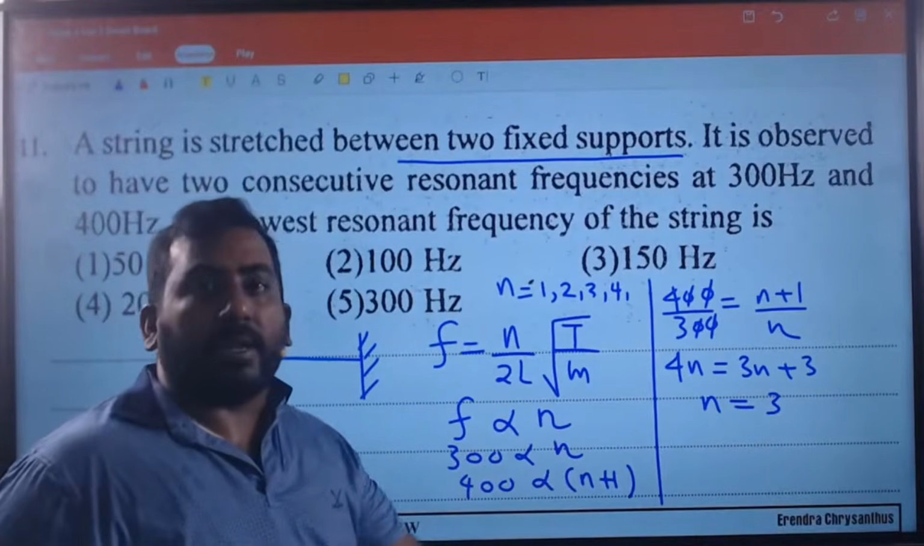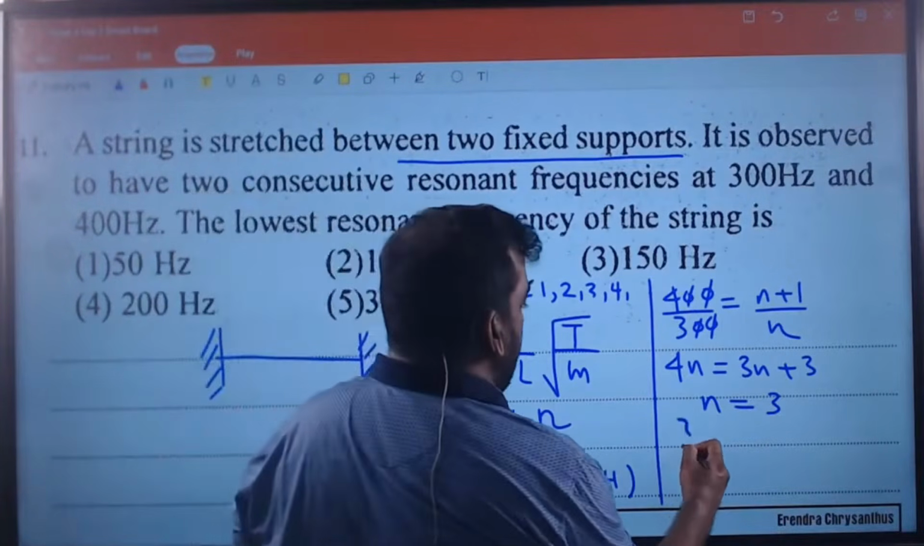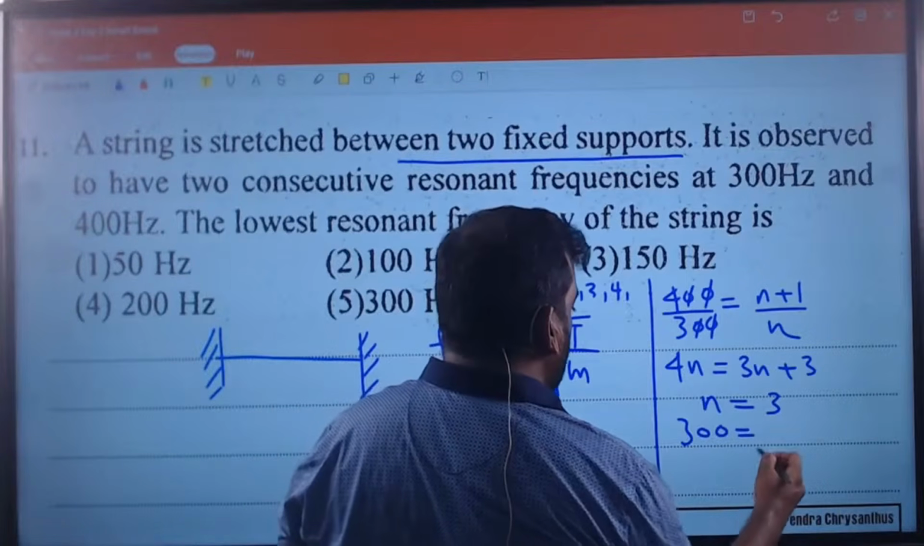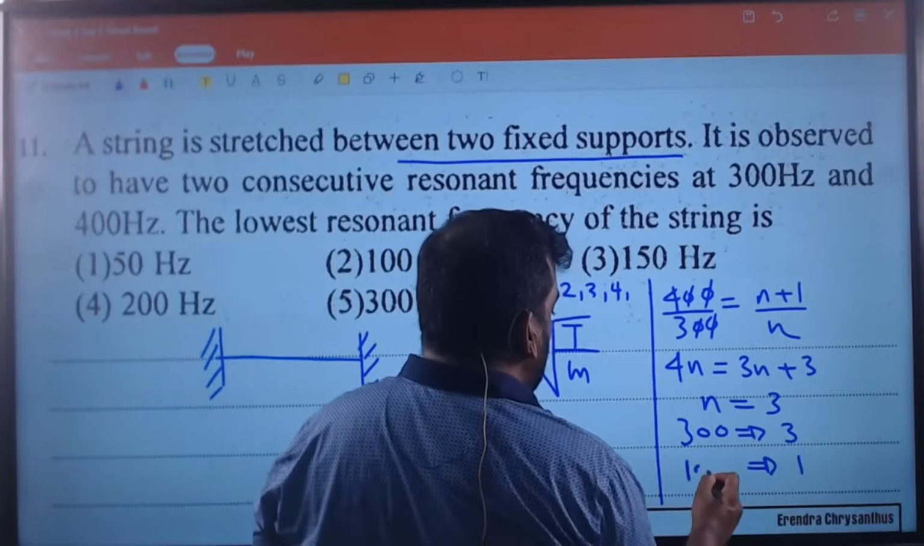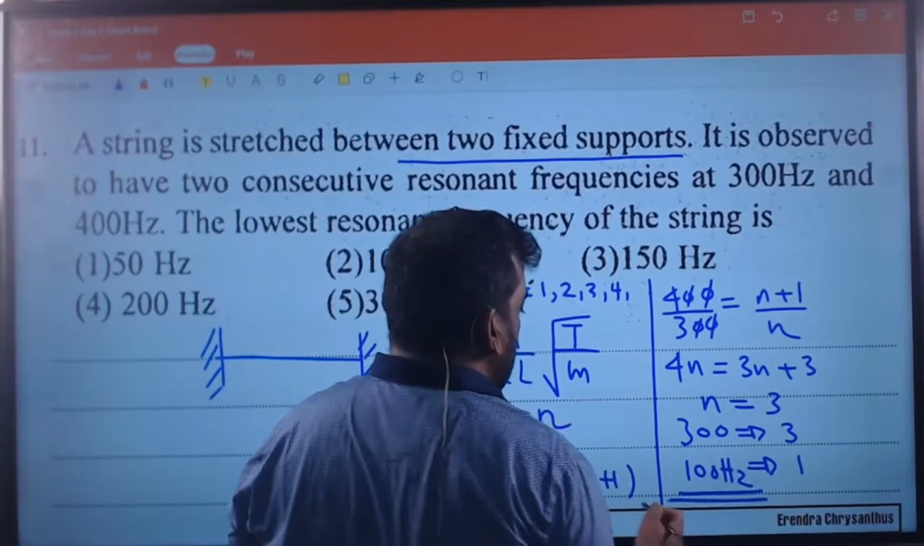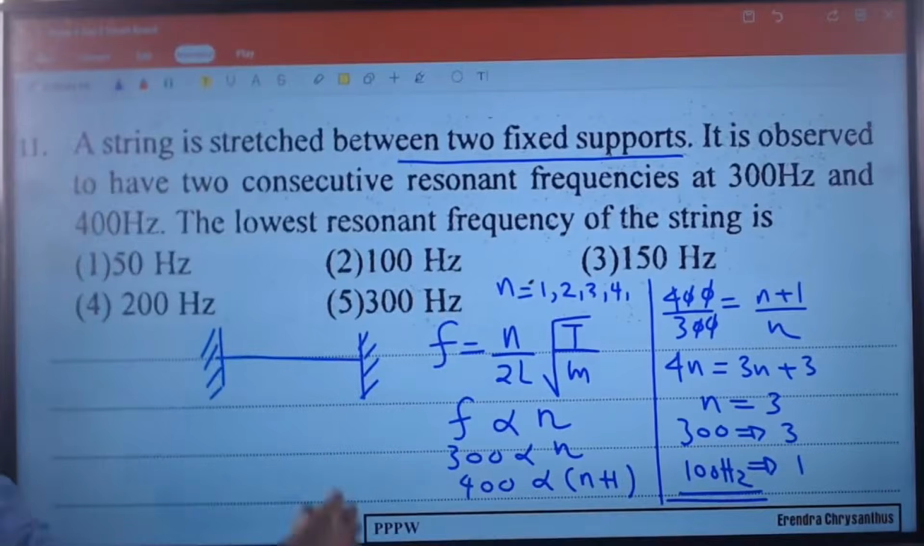300 means third harmonic. That means the fundamental frequency is 100 hertz. Correct answer, answer number 2. Right there.